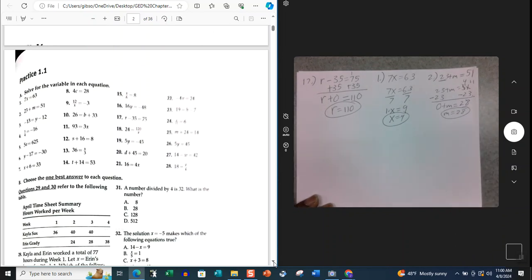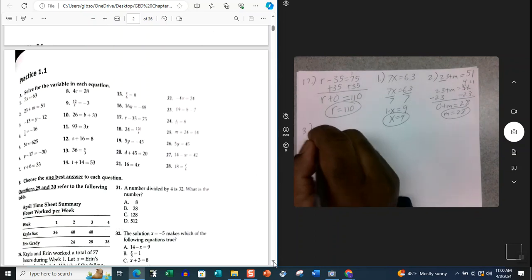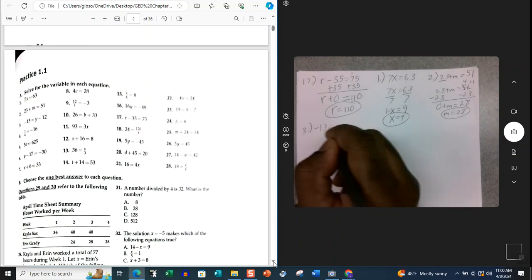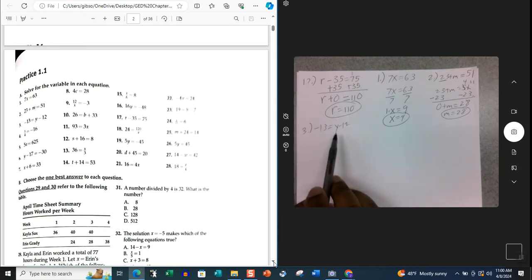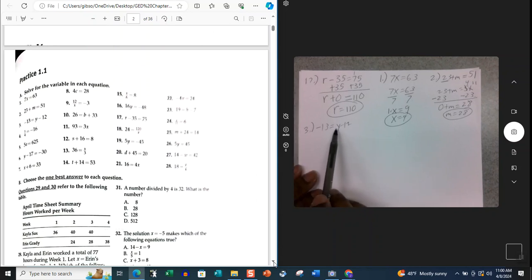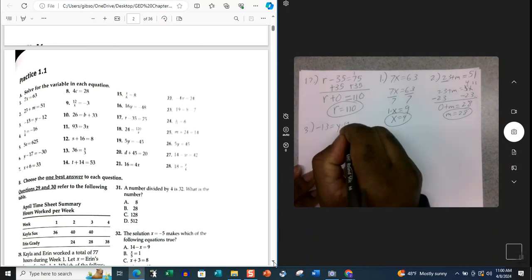Okay, now we'll go here to problem number 3. We have negative 13 is equal to y minus 12. Now this time we got the y on the right side of the equal sign instead of the left. Now all we have to do is to get y by itself. Since it's subtracting 12, and this minus 12 is connected to the y, we will add 12 on both sides.